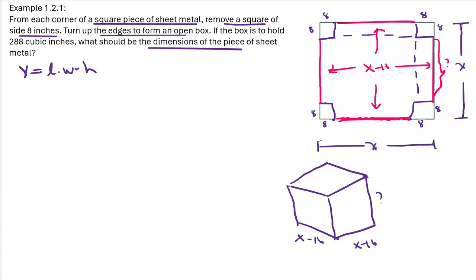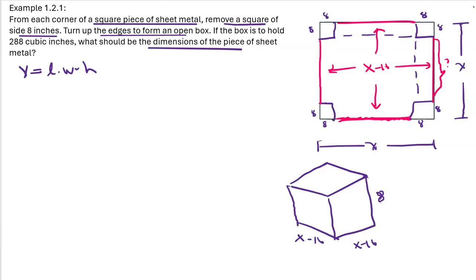Okay. So when we fold this at the dotted line, when you fold it up on that dotted line, it's going to be 8 as our height. So that's going to be height 8. Again, this is not drawn to scale. All right.